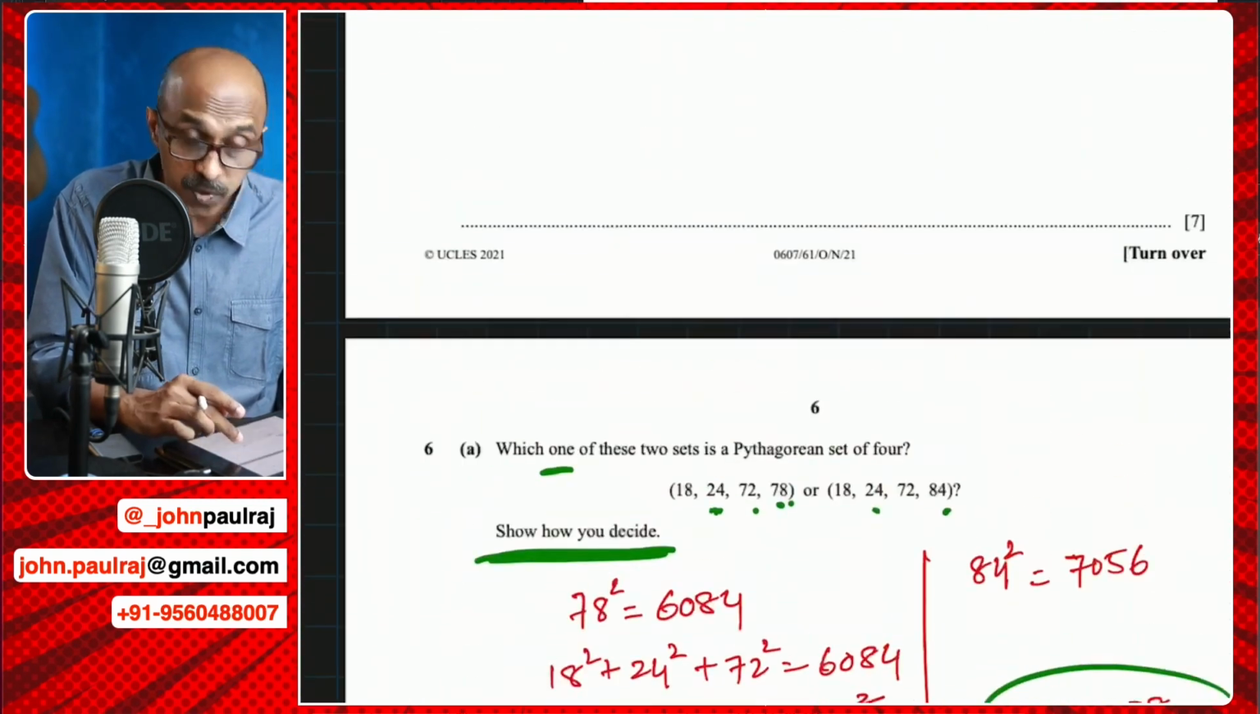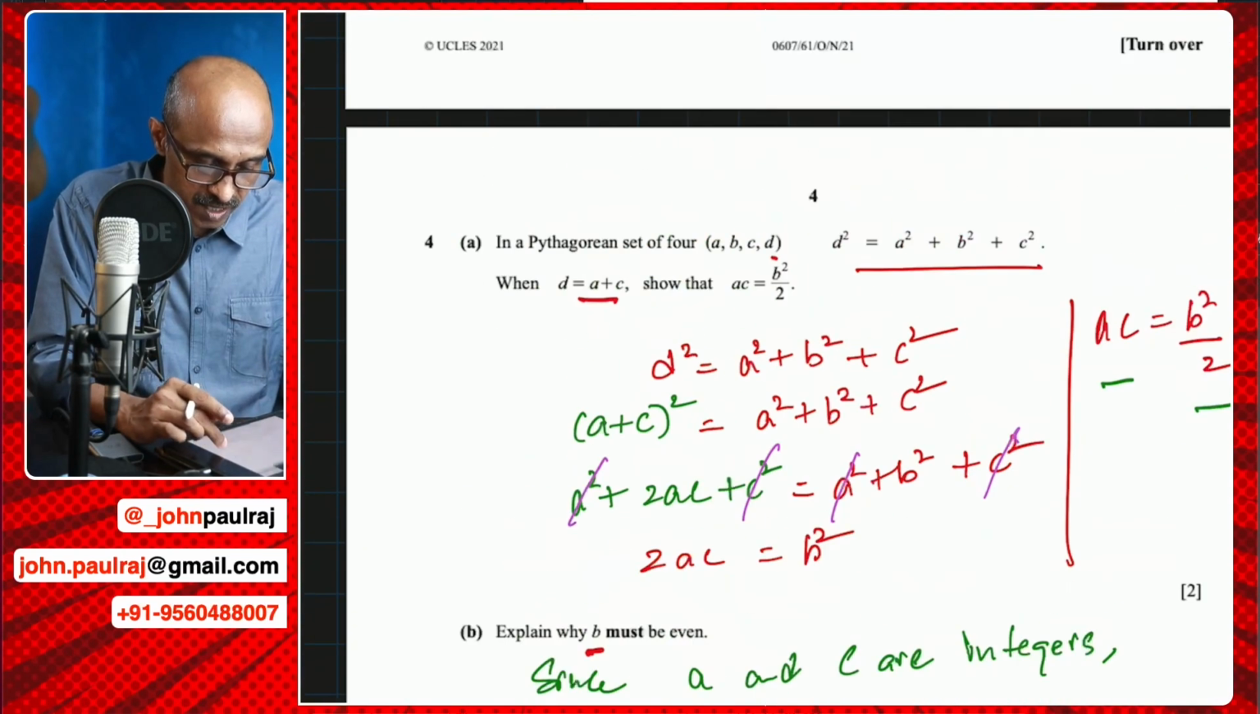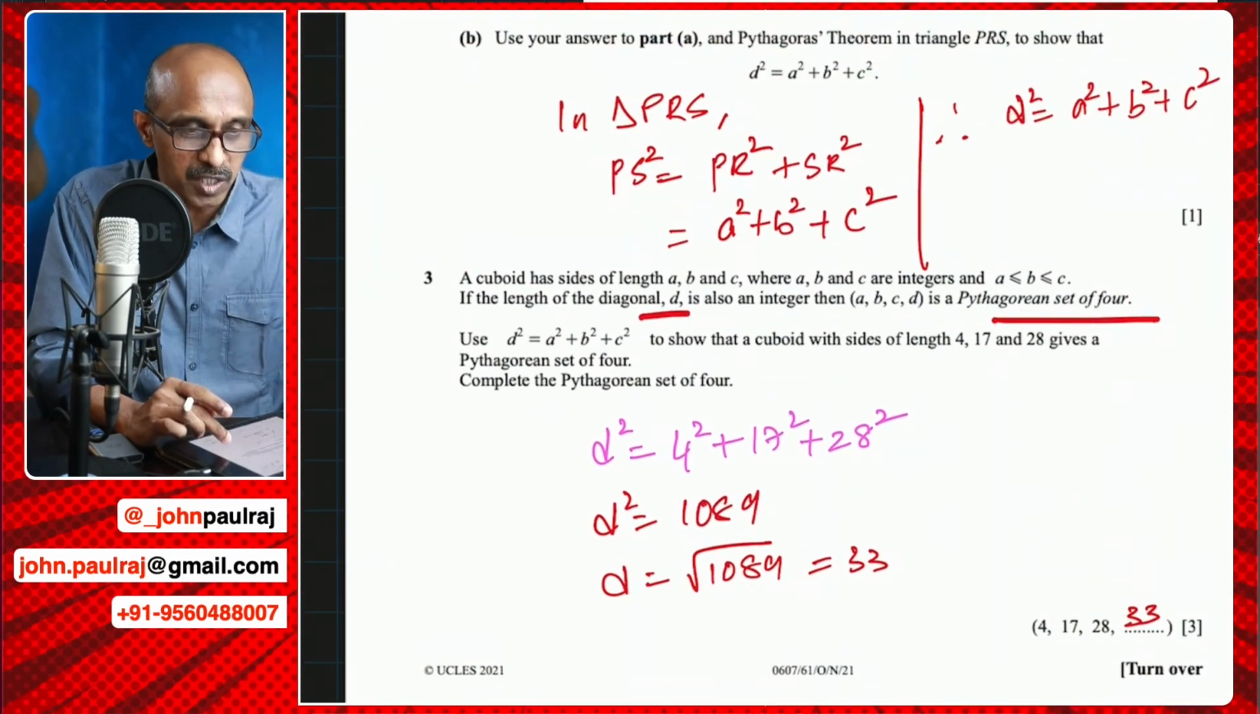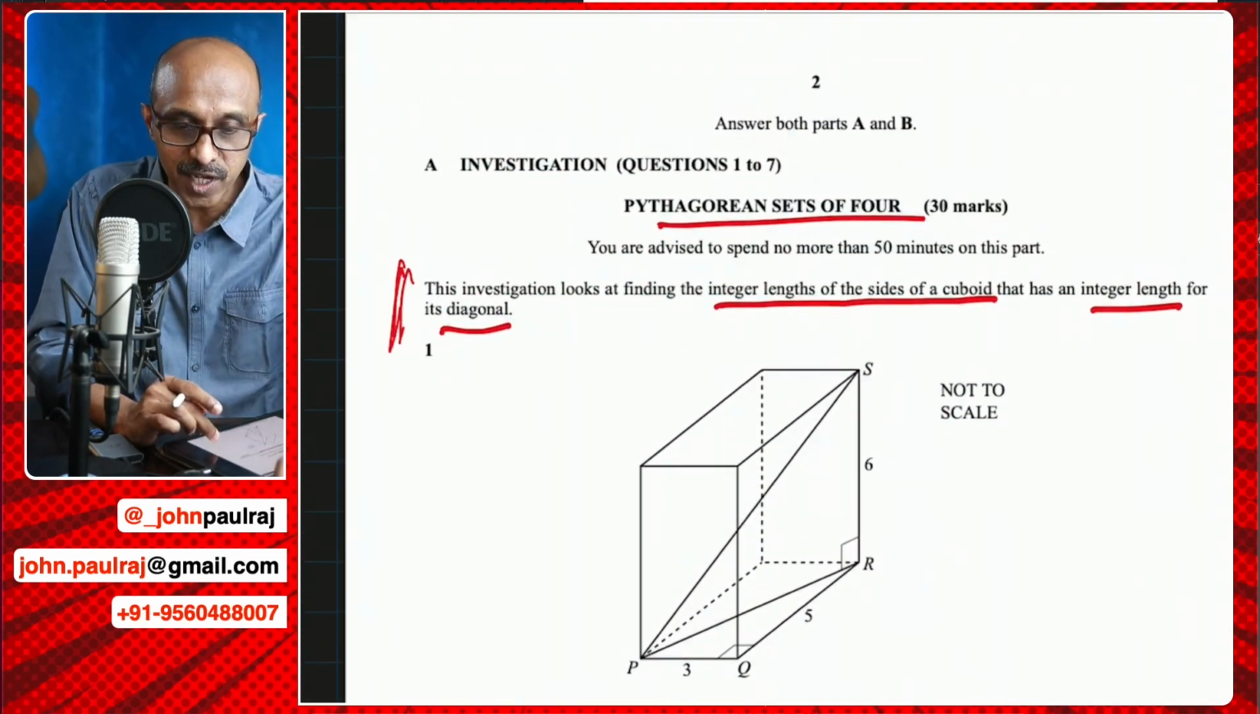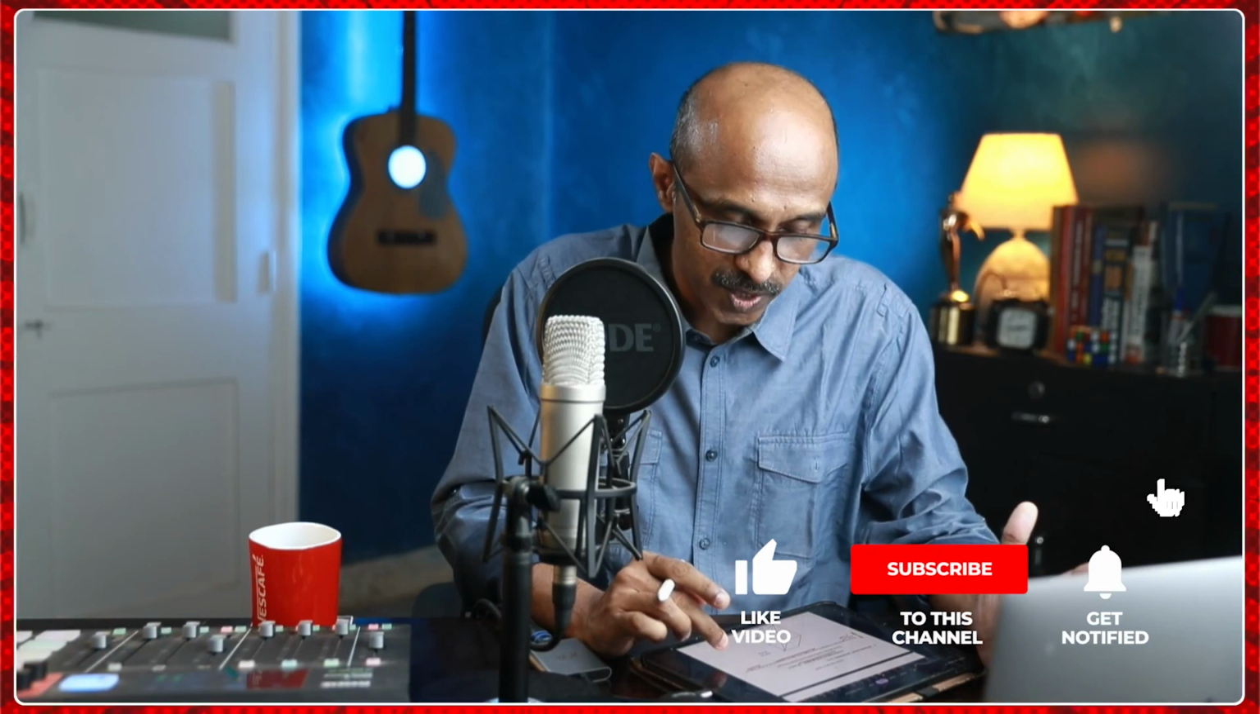Clear? So that completes the investigation part, and the modeling part we will see in the next video. I hope you have understood the questions and the reasoning. It was pretty straightforward. There was not much of a calculator option or something. And I think that this is the simplest investigation I've found in any of the paper 6 questions that I've solved.